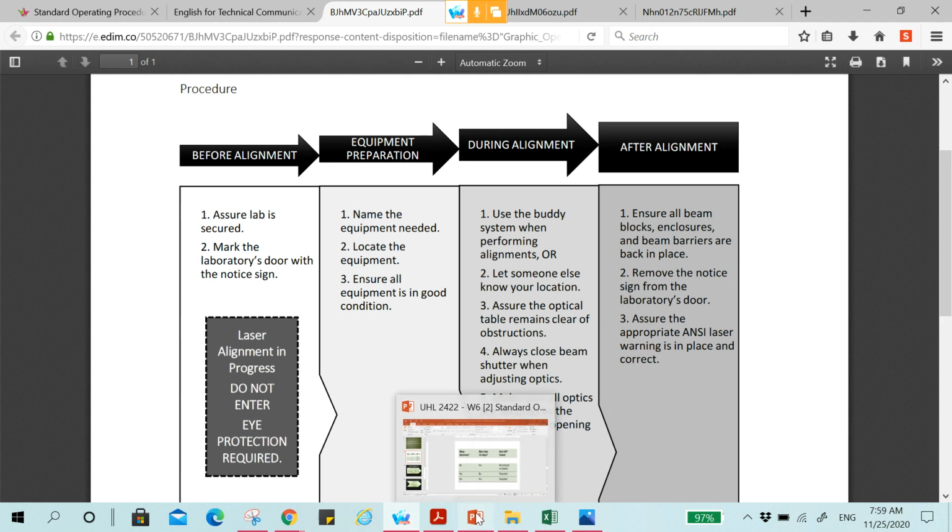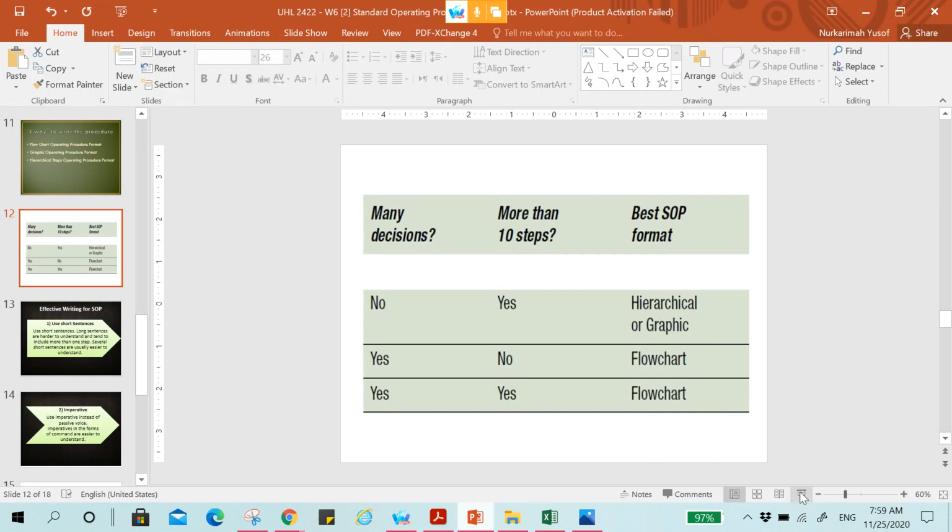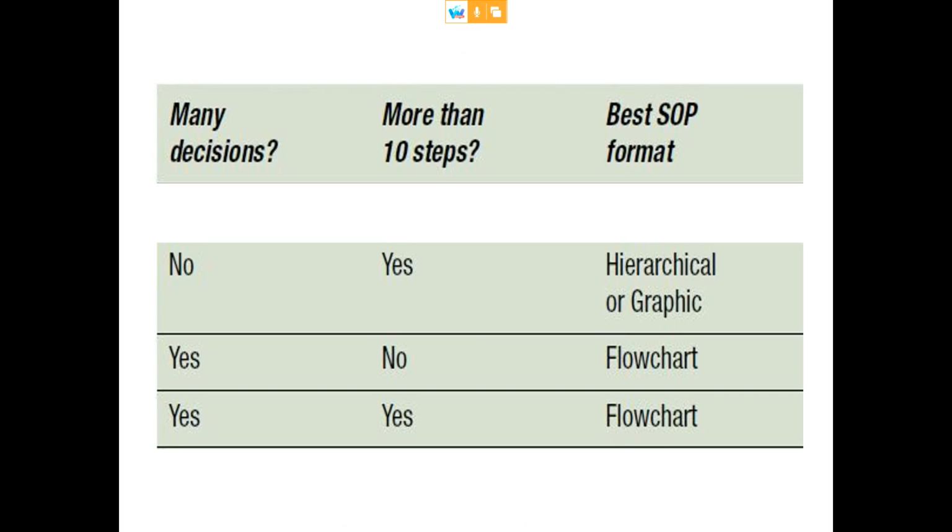Okay, so once again, if you have to do decision making, use flowchart. If not, you might need to use hierarchical or graphic. Hierarchical, you use it when you need to be very specific, in which you need to explain the sub-steps. Graphic, you use it when you have stages for the procedure. Later on, I will explain in detail each of the formats that we have here.